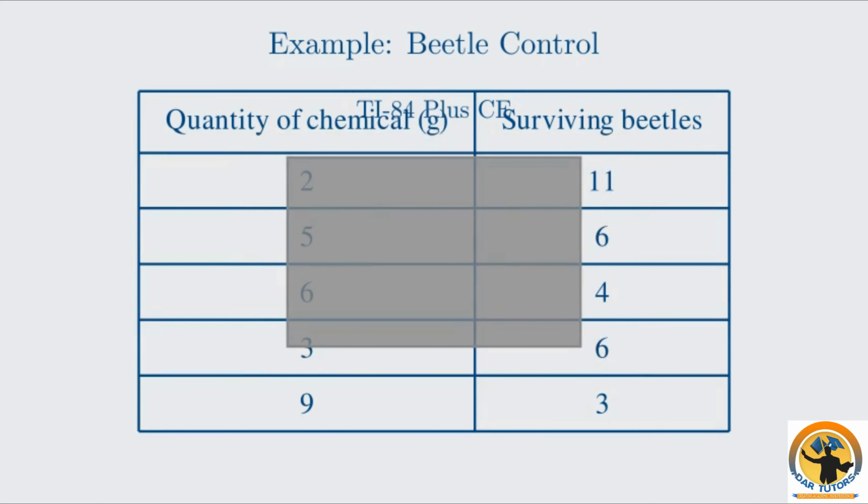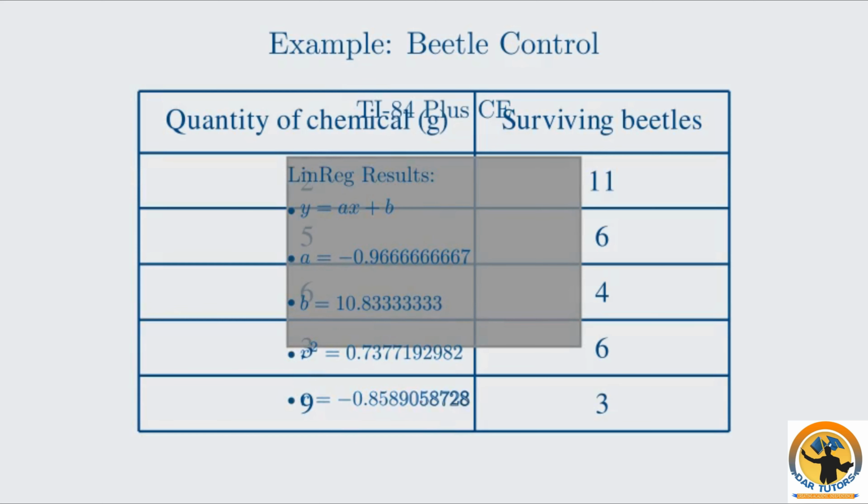On a TI-84, you'd go back to Stat, then Calc, and select LinReg. On a Casio, you'd go to Calc, then Reg, and select Lin Reg. The calculator will output several values, including a, b, R squared, and r. In this case, we find that r is approximately 0.859.